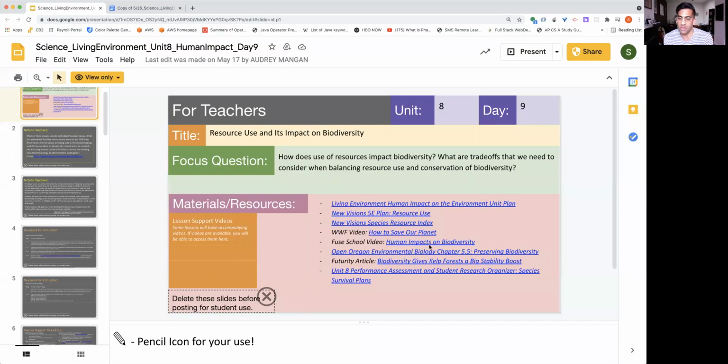This is specifically on biodiversity, and we want to talk about the trade-offs that we need to consider when we balance resource use against conservation of biodiversity. You might ask yourself, in certain situations, what is the trade-off? I'm trying to get you to think about the idea that no matter what choice we make, even if it's a positive overall choice for human beings, it might come at the cost of the environment.